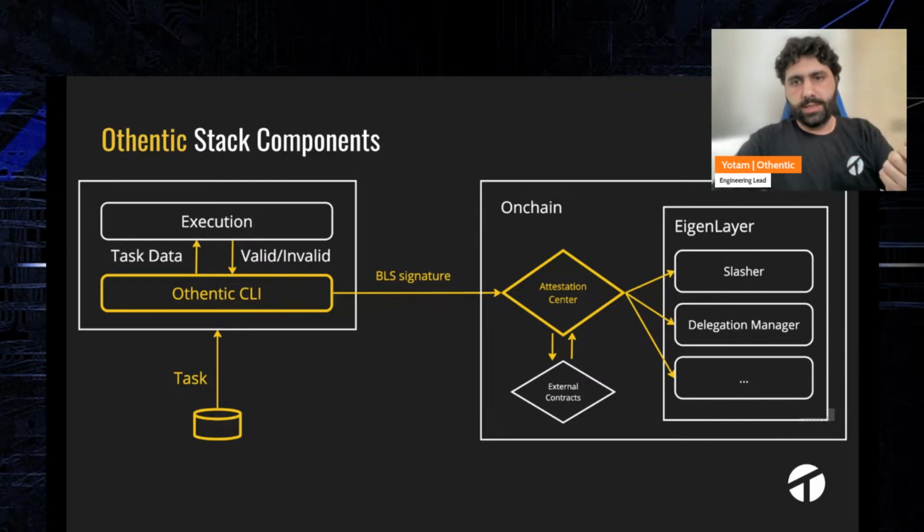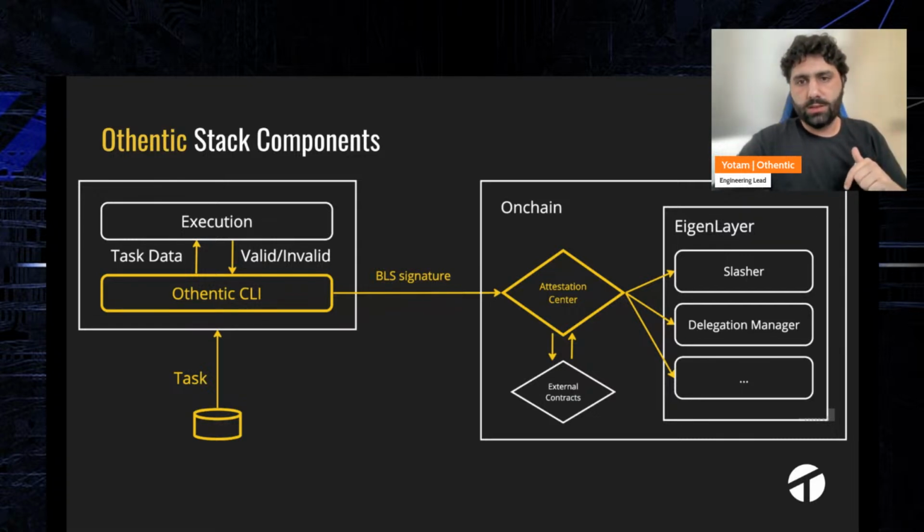And that execution API can be written in any language that you want. It can be written in Rust, Go, JavaScript, Python, whatever you like, but it needs to conform to the AVS Web API interface. The AVS Web API interface is a set of endpoints that you need to implement, and that's how the Othentic CLI, or the Othentic node, knows how to communicate with your execution client.